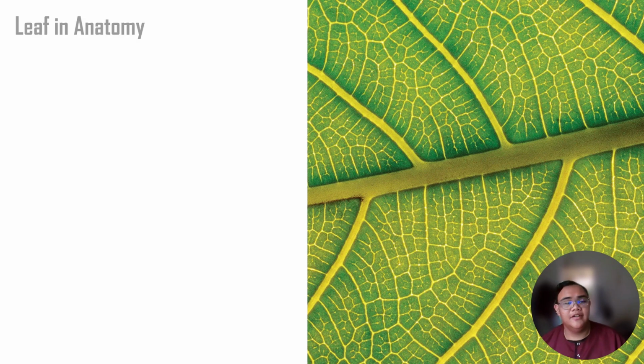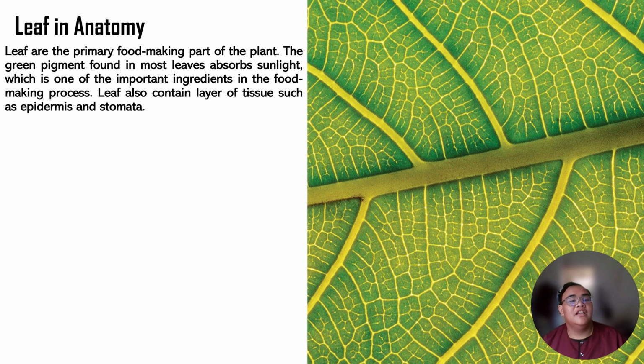Move on to the third part, leaf in anatomy. Leaves are the primary food-making part of the plant. The green pigment found in the leaf absorbs sunlight, which is one of the most important ingredients in the food-making process. So, we know leaves are the main organ responsible for turning sunlight into food.